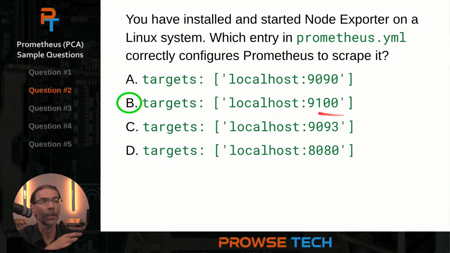But the important part is that it's :9100. That's the port for node exporter. Again, 9090, that is Prometheus's server port. It's not node exporter. 9093 is the Alertmanager port, and 8080 is not a standard Prometheus ecosystem port at all, but you'll use that quite often for testing and for web apps and things like that.